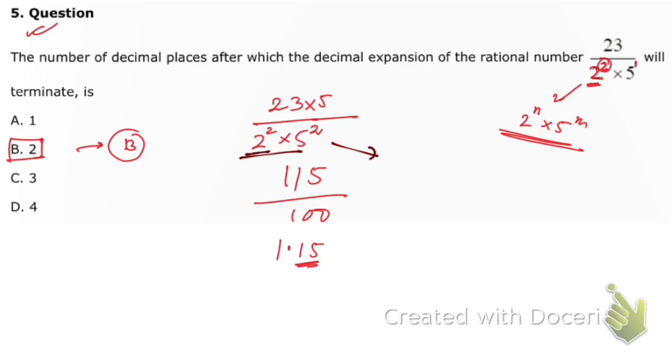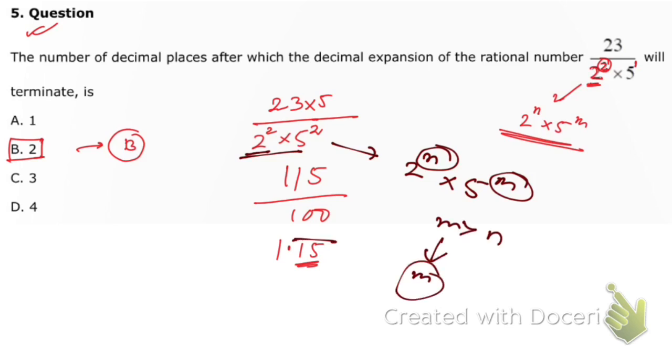You see, if the denominator is in the form 2 to the power n and 5 to the power m, now check which one is greater. If the power on 5 is greater, if m is greater than n, then m is going to be the answer. That means after the decimal there will be m digits, and if n is greater than m, then after the decimal there must be n digits. That's it. Okay, so hope you have understood this. Now let's move on to the next question.